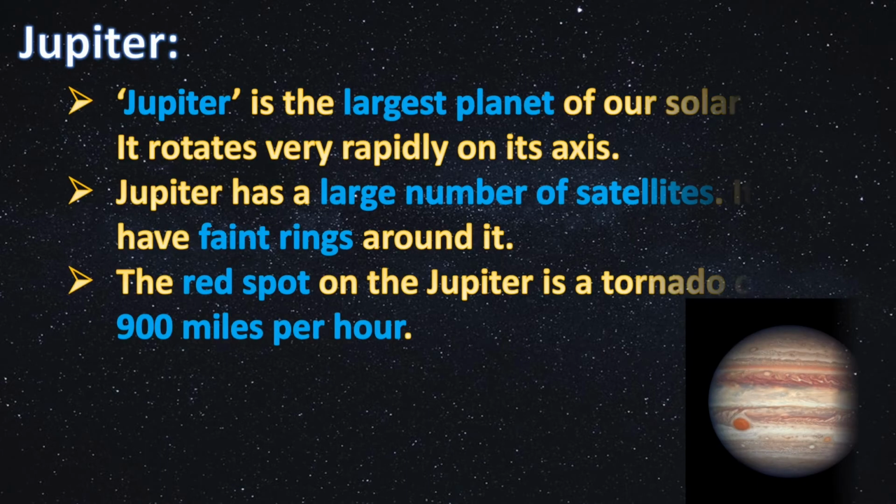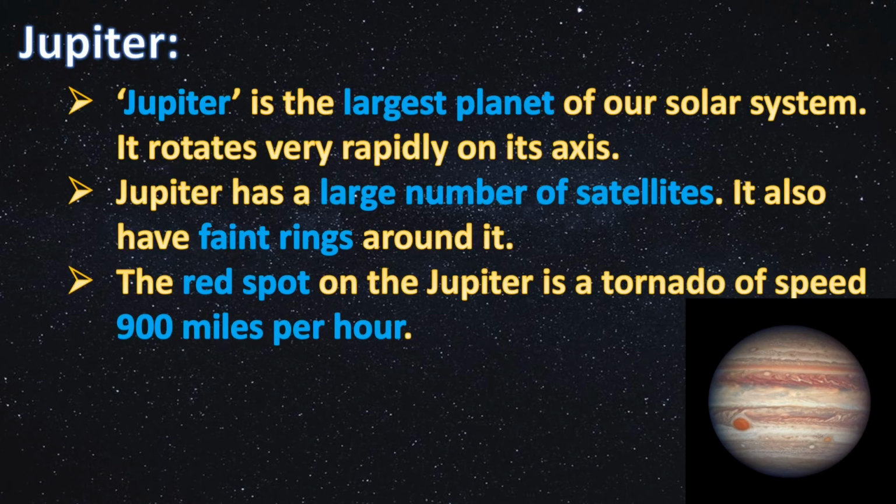Jupiter. Jupiter is the largest planet of our solar system. It rotates very rapidly on its axis. Jupiter has a large number of satellites. It also has faint rings around it. The red spot on Jupiter is a tornado of speed 900 miles per hour.